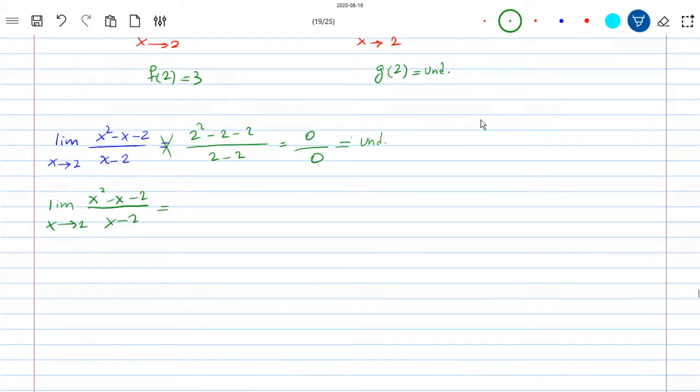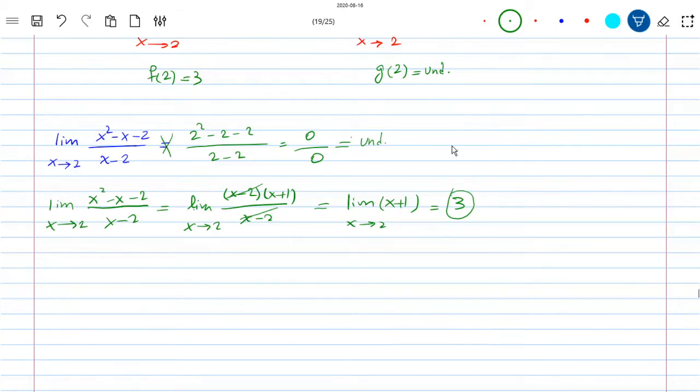Can we simplify? Let me write this one more time. If you factor the numerator, it's possible to write x minus 2 times x plus 1. Here you have x minus 2 again, as x approaches 2. If you cancel out the numerator and denominator, what you get is the limit of x plus 1 as x approaches 2. Now what if you replace 2? You get 2 plus 1, which is 3. So the limit of the function is 3.